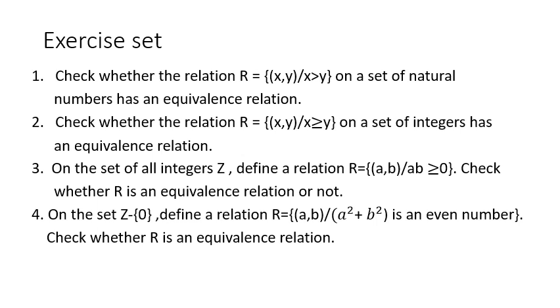Second, check whether the relation R of ordered pairs (x, y) given x greater than or equal to y on the set of integers is an equivalence relation. Okay, so here equal to is given, so we need to check whether there is reflexivity, symmetry and transitivity. Then the third one: on the set of all integers Z, define a relation R such that the ordered pair (A, B) is in R when the product AB is greater than or equal to 0. Check whether R is an equivalence relation or not.